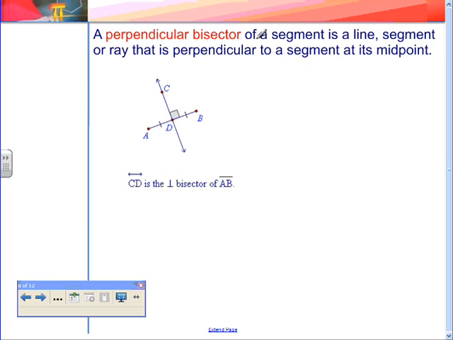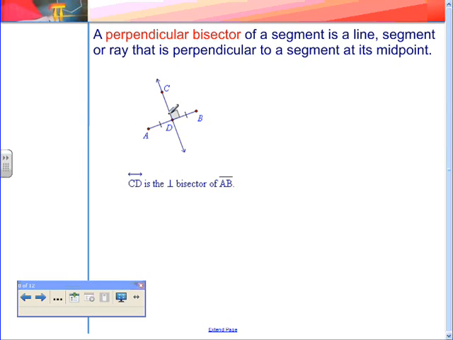Okay? So a perpendicular bisector is going to be a line, a segment, or a ray that's perpendicular to a segment at its midpoint. So not only is it a bisector, but it's also going to be forming right angles. So here's just a picture of what we mean by that. We say line CD is the perpendicular bisector of segment AB.